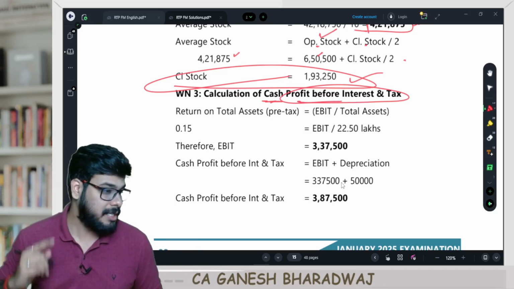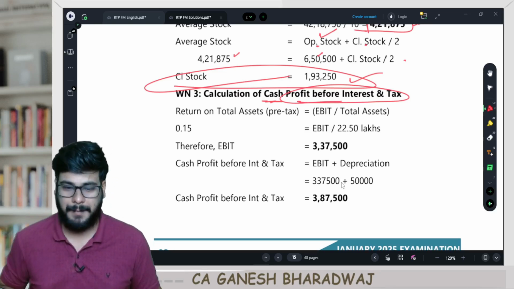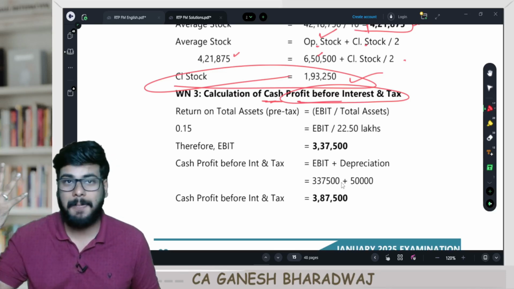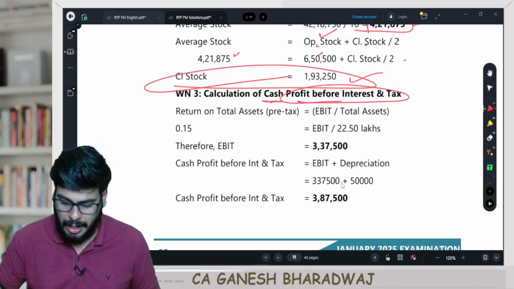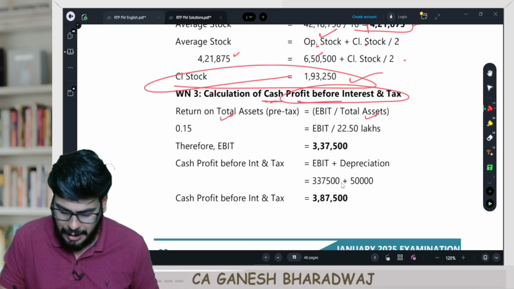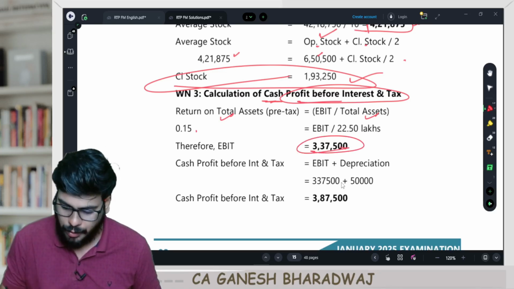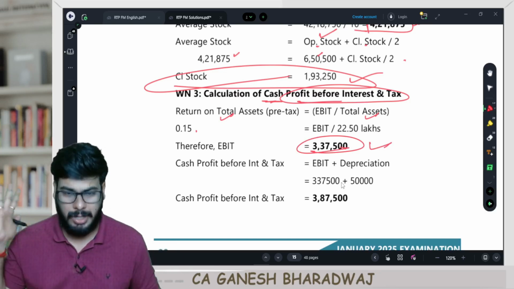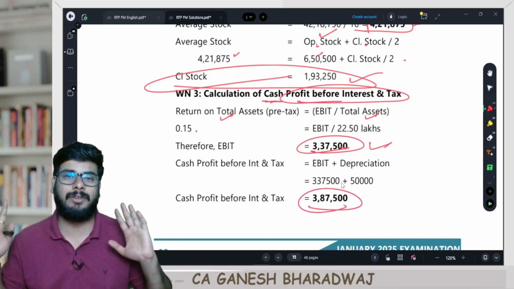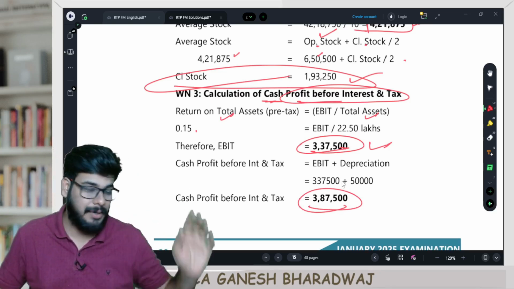Now, in this case, they have given in the question that the return on total assets pre-tax is 15%, right? So 15% is equal to EBIT divided by total assets. Are you clear with this? EBIT, not cash EBIT, right? You have the total asset figure, you have the return on total assets figure. So now you cross multiply the two, you get your EBIT. So EBIT is 0.15 into 22.5 lakhs. You get 3,37,500 rupees. Are you clear with this? Now you add back depreciation to this, you get your cash EBIT. Are you clear with this? This is one figure that you can use for the purpose of calculating your debt service coverage ratio.